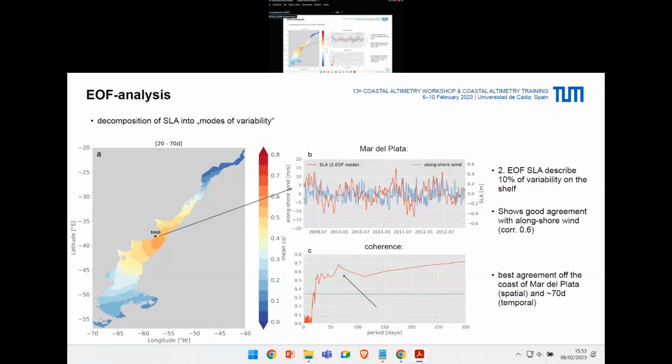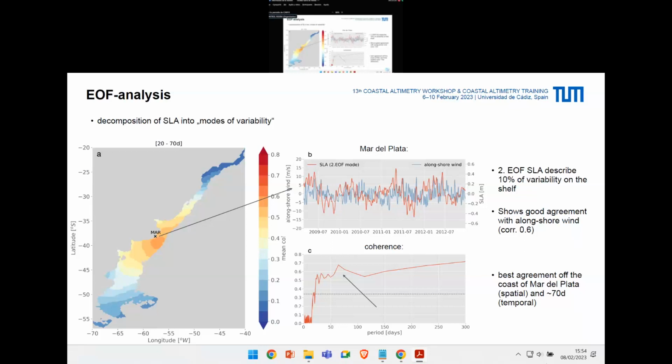We also want to know how much variability is actually driven by the wind below the annual scale. So we also applied an EOF analysis, which most of you probably know. With an EOF analysis, we decompose the sea level anomalies into modes of variability, and we compared those modes of sea level anomalies with the alongshore wind again. And we found agreement of the alongshore wind in the second EOF mode. This mode describes 10% of the variability on this whole shown shelf and showed an agreement of 0.6.